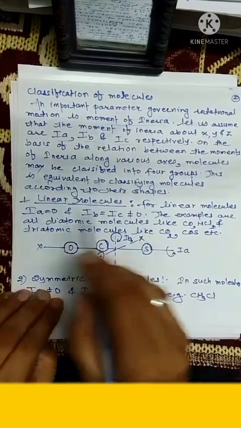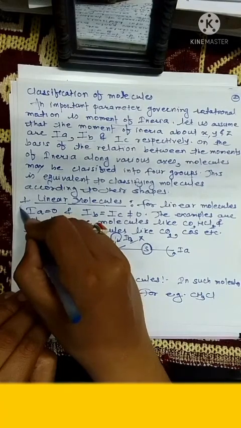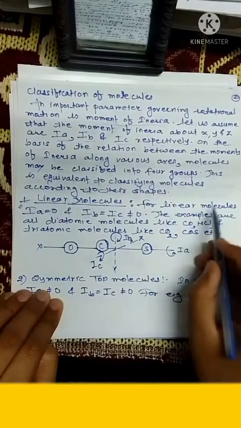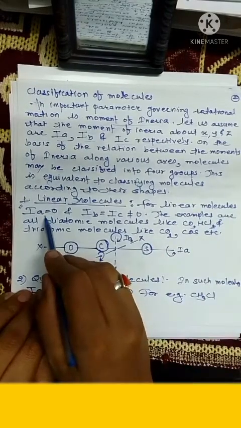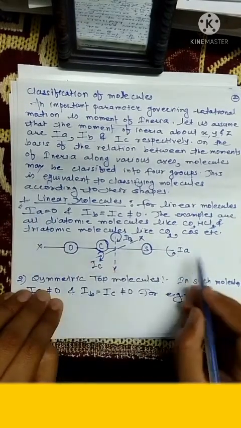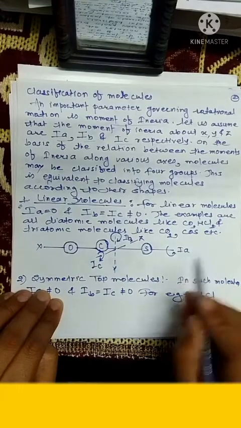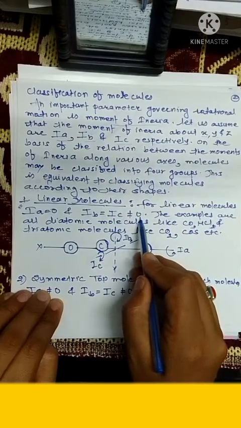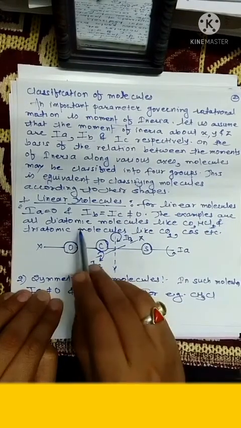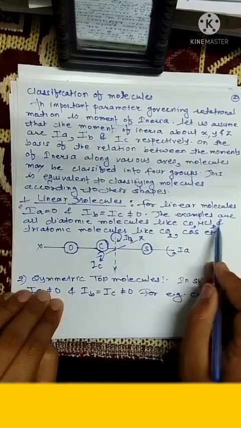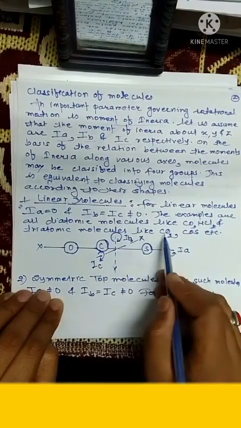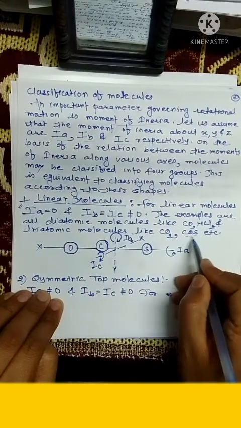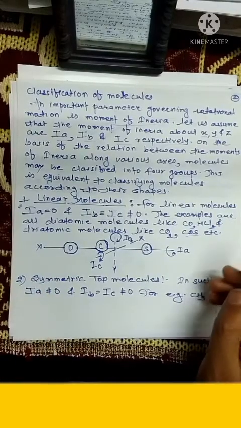Now, the first category of molecules is linear molecules. For linear molecules, Ia, that is the moment of inertia along the x-axis, is 0, and Ib is equal to Ic, which is not equal to 0. Examples are diatomic molecules like CO and HCl, and triatomic molecules like CO2 and COS. So now we are going to see the example of COS.